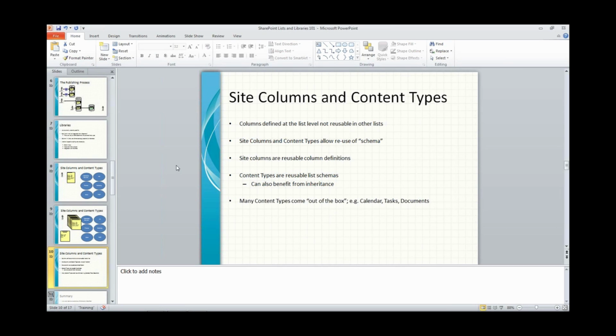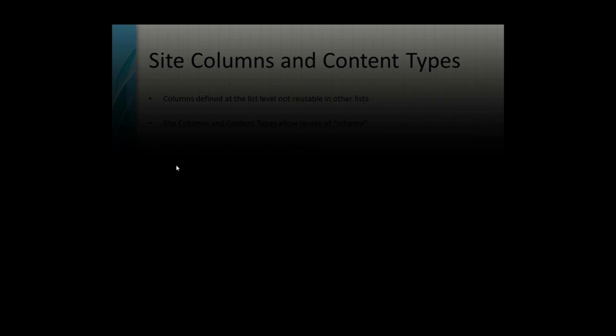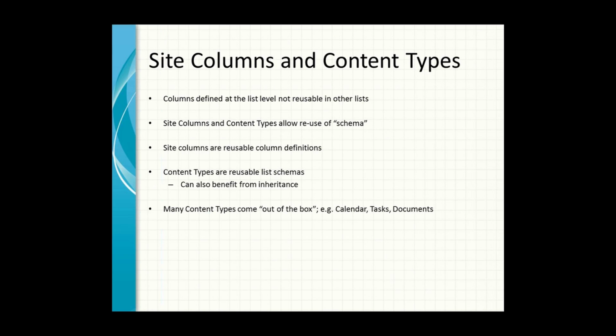Okay, so finishing up then, because I'm sure you're getting tired of my voice. Site columns and content types: usually if you define columns at list level, they're not reusable in other lists, but if you use site columns and content types, you effectively have this schema, as it's known, which you can reuse in many different sites. Site columns are also reusable column definitions. There are many benefits to content types, and I strongly encourage you to look into them further if you decide to use SharePoint seriously.